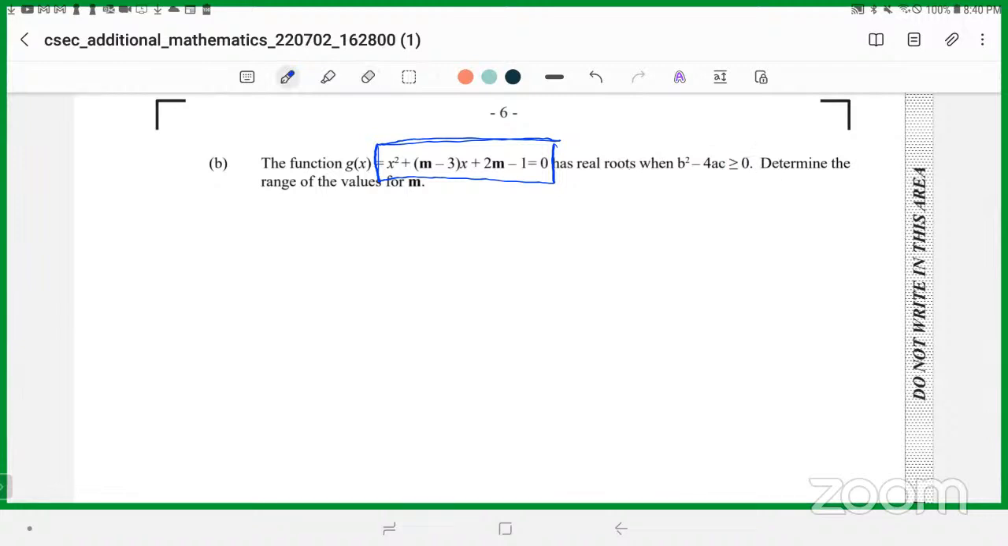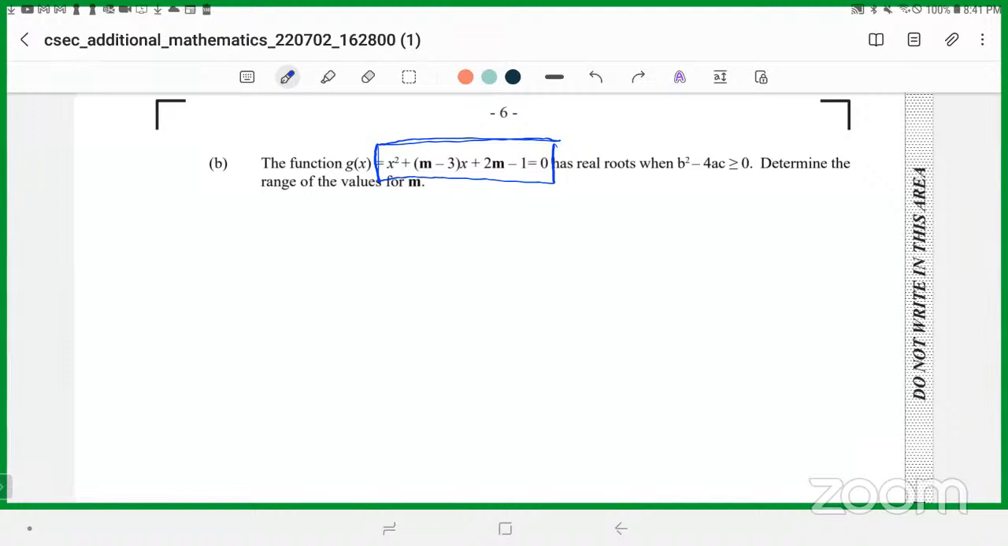You're taking into consideration that it could be real and equal for the 0, or it could be real and different for the greater than. So you combine them to get real. Real means real and equal, or real and different, and that's when we use the greater than or equal to. So if all you know is that the roots are real, you have to put greater than or equal to. Good. It says the function has real roots when b squared minus 4ac is greater than or equal to 0. Determine the range of values of m.